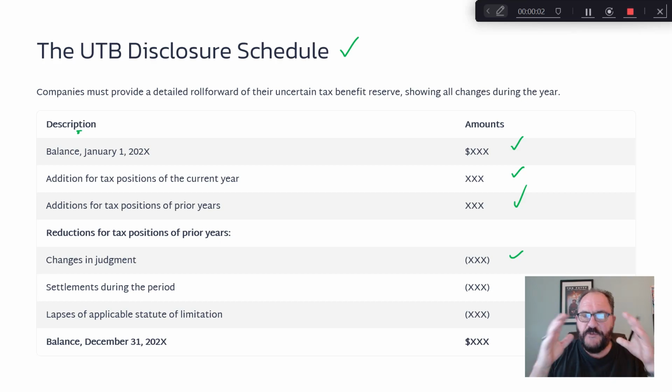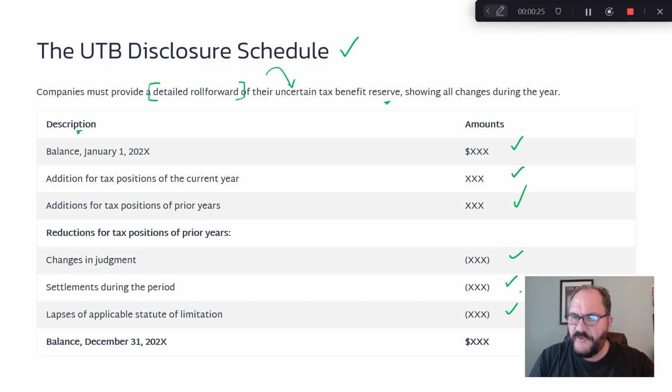All right, folks. So this is what one of the disclosure statements looks like. And notice they call it a detailed roll forward for all the uncertain tax benefit reserve. So you start with a balance, provisions for the current year, additions for prior years, any changes in judgments that you've had, settlements that you've agreed to, lapses of statute, things like this. And there's your current balance here at the end. This is where your balance is at the end of the year.